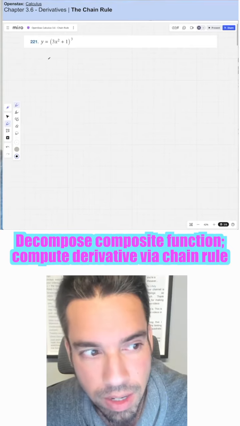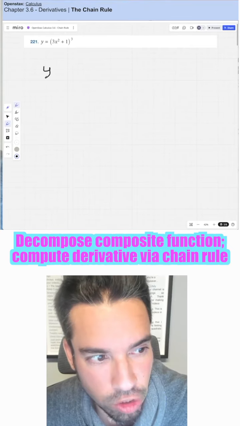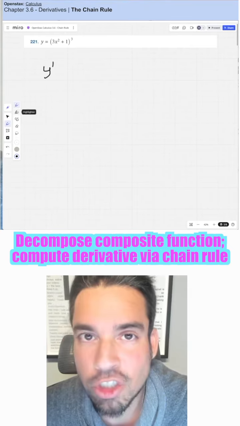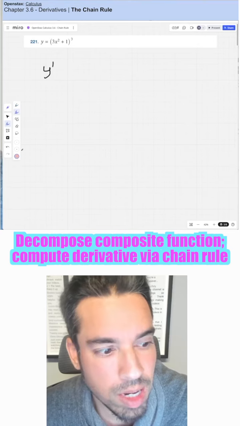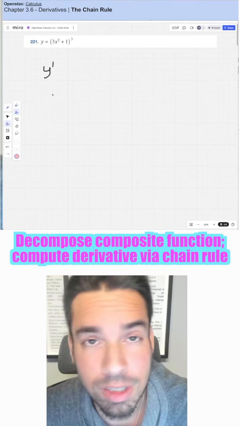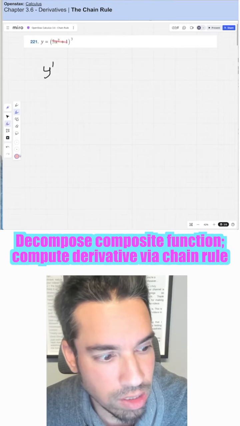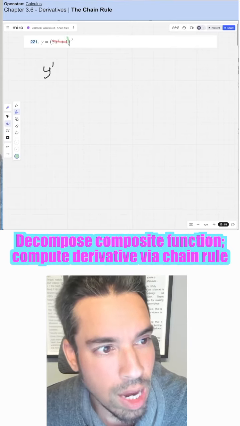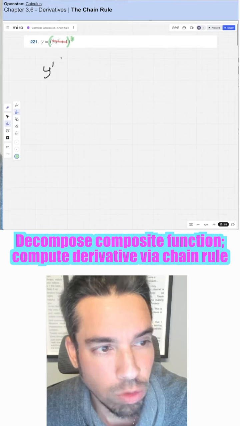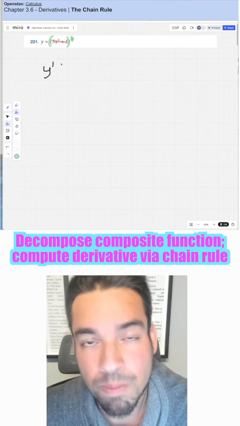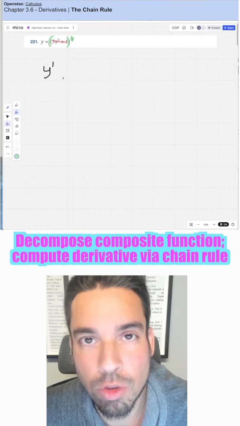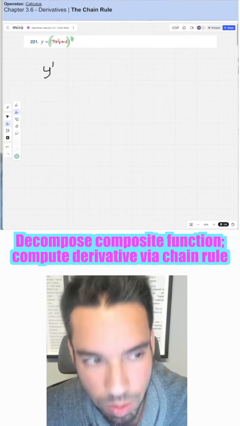So for this one, we're trying to find the derivative of y, which is y prime. Now, when we're talking about the chain rule, what we want to do is think about this as functions inside of functions. And that's kind of what's happening, right? We have this inside portion, that's the innermost function. And then we have this outer function, which is something to the third power. And we want to work at taking the derivative from the outside in. We want to go in that order.